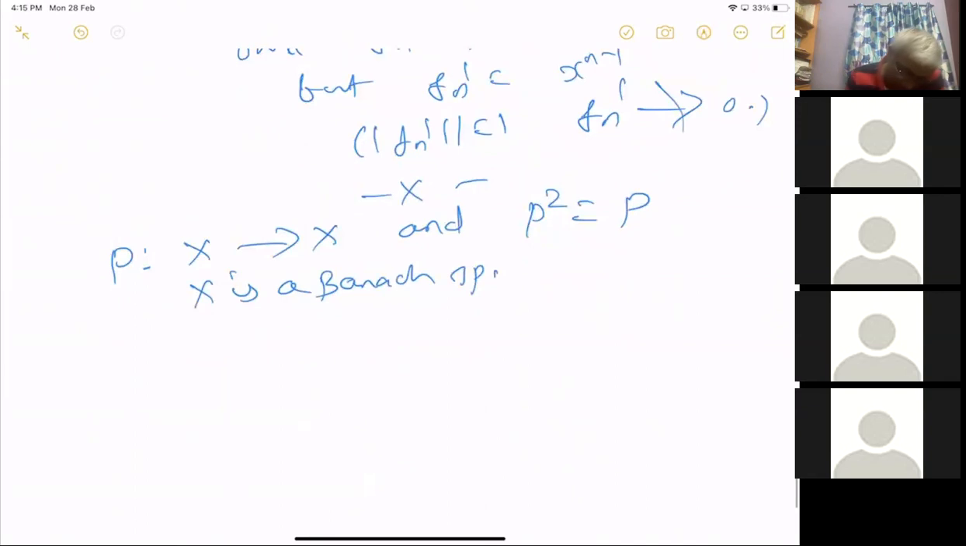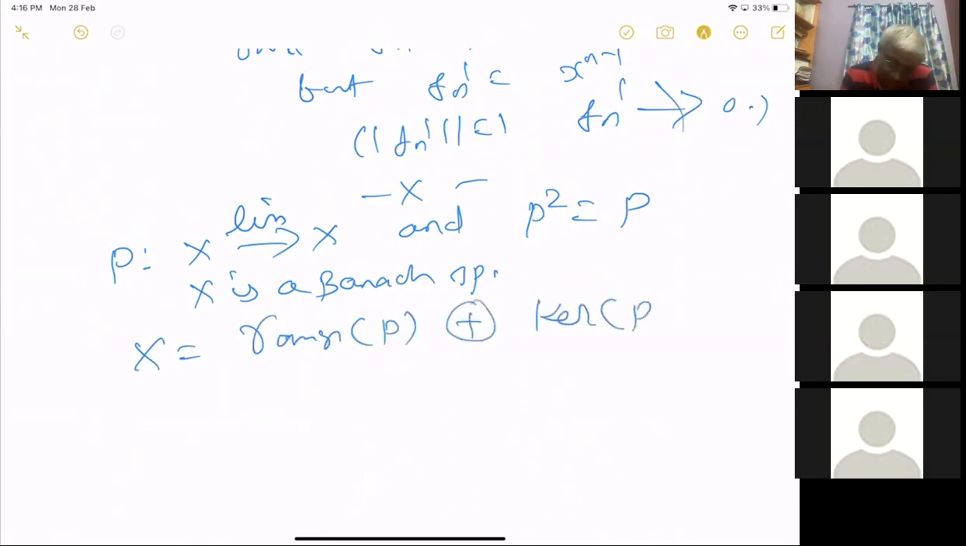If we have any vector space, and a linear map satisfying P squared equal to P, then X looks like this. X is a direct sum. This is an algebraic direct sum: range of P direct sum kernel of P. Okay. This is just clear.